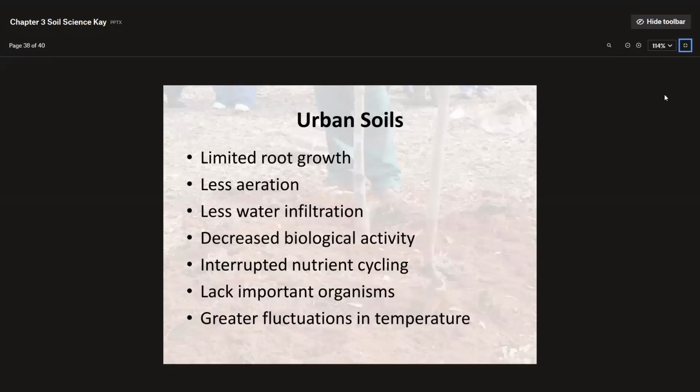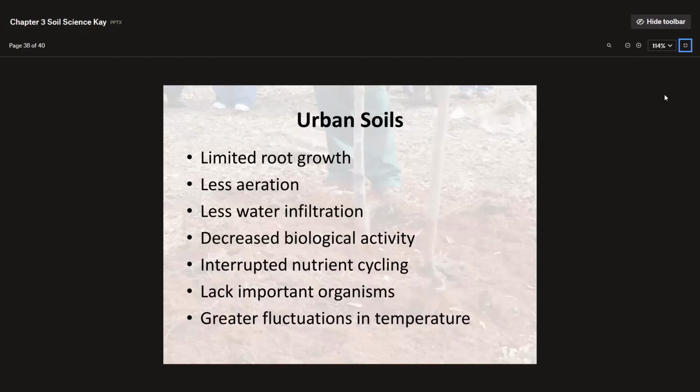Urban soils limit root growth. We just saw examples of that. There's less aeration in the soil. There's less water infiltration. There's decreased biological activity. We interrupt the nutrient cycling. We rake off and blow off all the leaves that would have broken down and made nitrogen and other important minerals and nutrients for the tree. We got rid of all that.